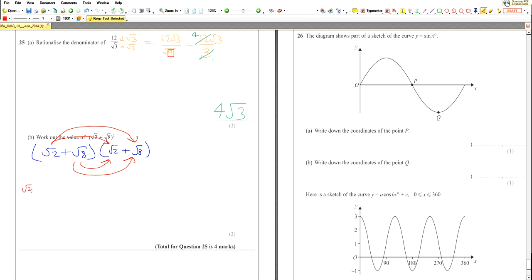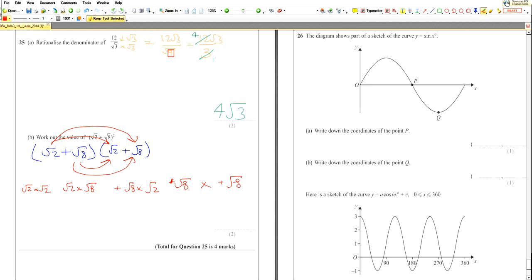So we have root 2 times by root 2. Root 2 times by plus root 8. Remember, it's plus root 8. I will leave that for the moment. And then we have root 8 multiplied by root 2. Then we have plus root 8 times by another positive root 8.